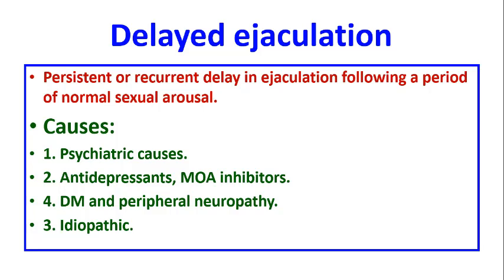Delayed ejaculation. Delayed ejaculation means persistent or recurrent delay of ejaculation in spite of normal sexual stimulation. The causes of this disorder include different psychiatric disorders, diabetes mellitus, peripheral neuropathy, spinal cord injury, and it is also associated with the use of different antidepressants, such as tricyclic antidepressants, serotonin reuptake inhibitors, or MAO inhibitors. In some cases, there is no cause, so it is called idiopathic.